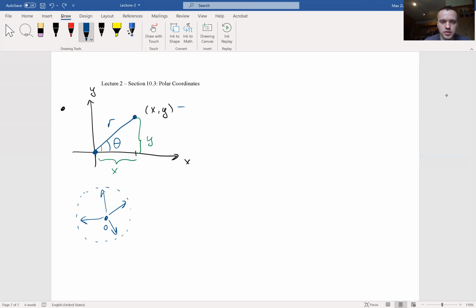So in other words, (x, y) is going to be equal to (theta, r). In other words, polar coordinates are coordinates where every point inside your plane is described using the distance from the origin and the angle with the x-axis.